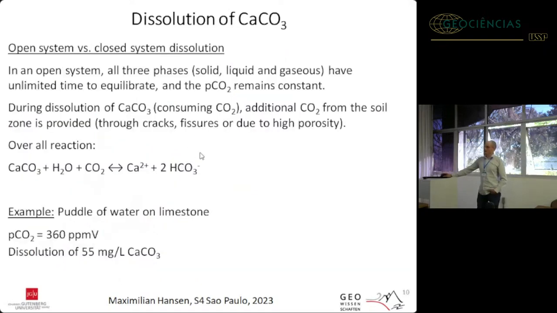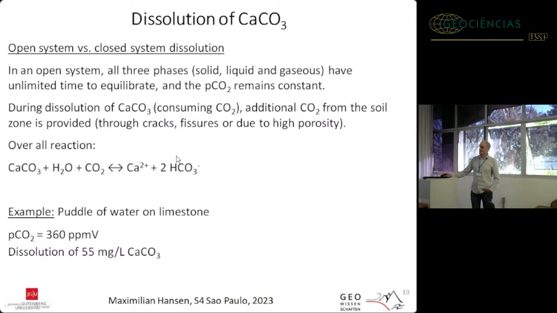One of the important things is the open or closed system conditions. Open system conditions would mean that all three phases are in equilibrium, and they have unlimited time to equilibrate with the PCO2, and the PCO2 remains constant. That means, in particular, that during the dissolution of calcium carbonate, the CO2 will be consumed from the solution. Additional CO2 from the soil is provided to the solution through cracks, fissures, or due to high porosity.